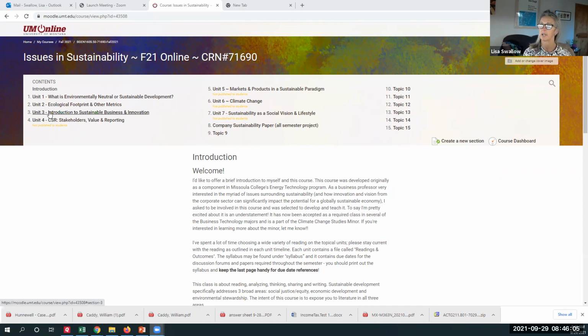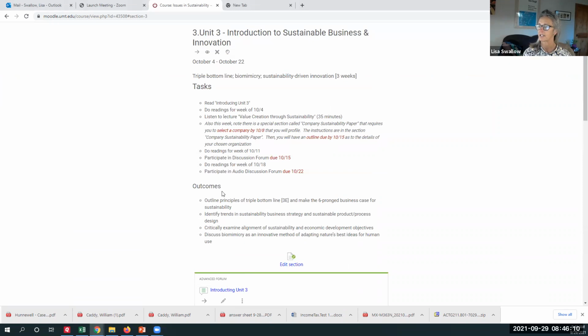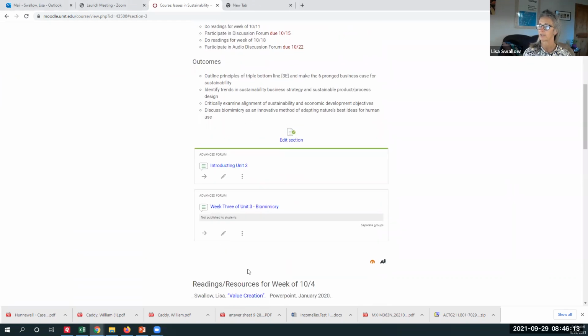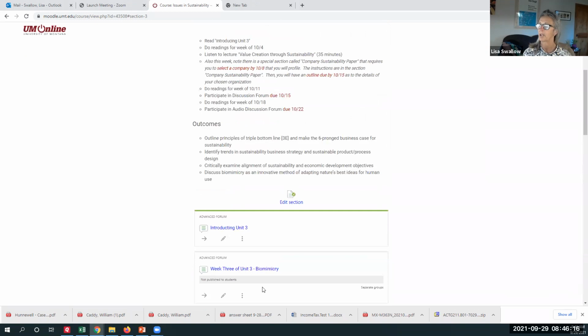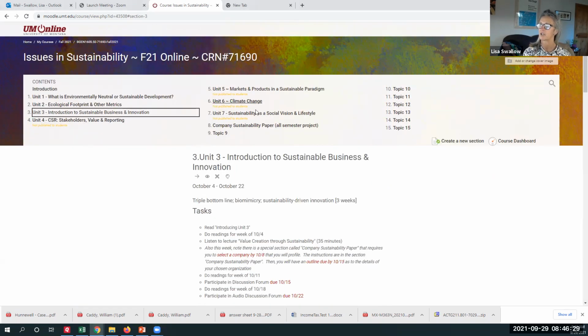So let's flip over and just take a quick look at our Moodle shell first. I just want to make sure that everyone knows that as we enter Unit 3, just like any other unit, you're going to see all your tasks and the outcomes and all the different resources, etc. But also, I say here in this week, note there's a special section called Company Sustainability Paper, etc., that requires you to select a company. And so basically what it does is it tells you to come over to this other unit as well. So this is an all semester project.